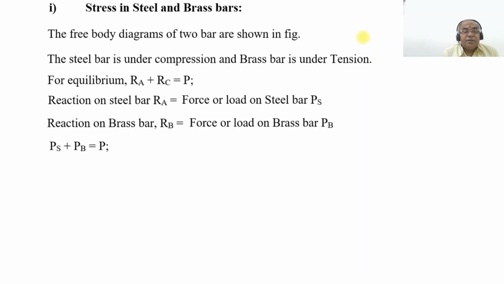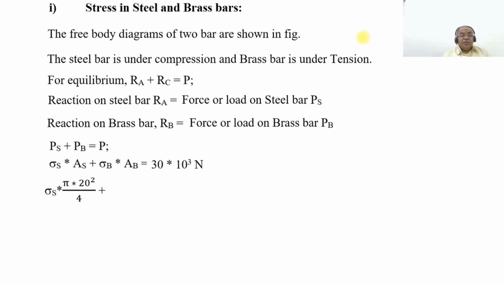So that is PS plus PB will be equal to P: sigma S into AS plus sigma B into AB will be equal to P, which is 30 kilonewton, which is 30 into 10 to the power of 3. So sigma S into, what is the area of the steel bar? The area of the steel bar is pi into 20 square by 4, plus sigma B into pi into 30 square by 4. So that will be equal to 30 into 10 to the power of 3.